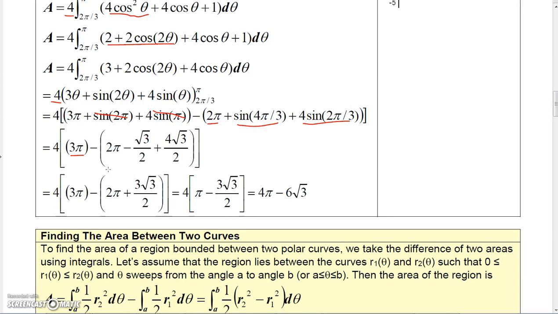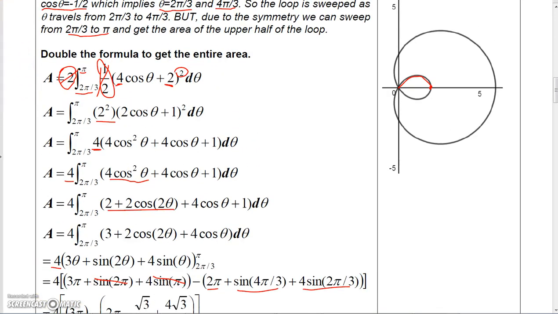And so finally, I get 3 pi minus 2 pi. I combined these two and got 3 square root of 3 over 2. And then you have 3 pi minus 2 pi in here, so that's just pi. So I have pi minus 3 square root of 3 over 2. And then if you distribute the 4, 4 times pi is 4 pi, and 4 times 3 is 12, 12 divided by 2 is 6. So you get 6 square root of 3. So 4 pi minus 6 square root of 3 is the area of that inner loop.